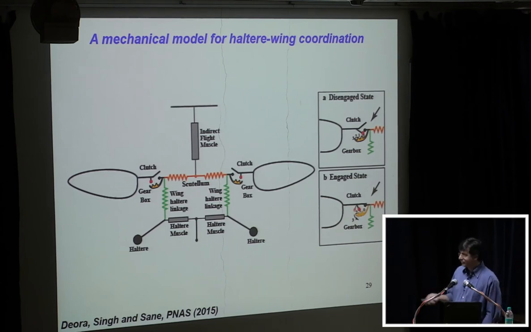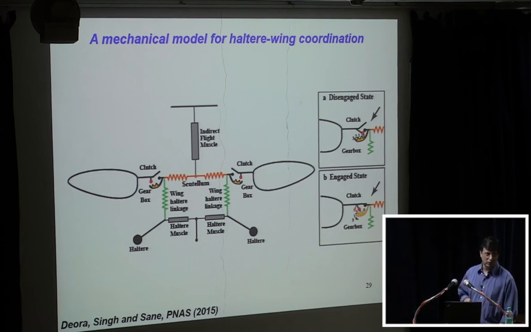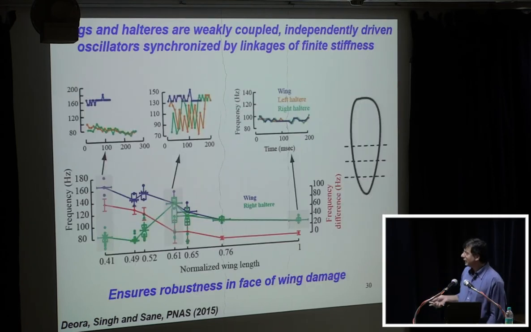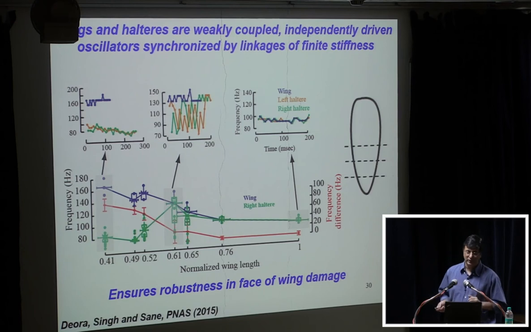And so this is, in physical terms, a coupled oscillator model. These two systems are coupled oscillators and they are weakly coupled. In other words, what we can show is that if you start to clip the wings, you can actually perturb the frequency because this is a resonant system. And so you can increase the frequency, okay? And as you increase the frequency, the Hortier follows suit.